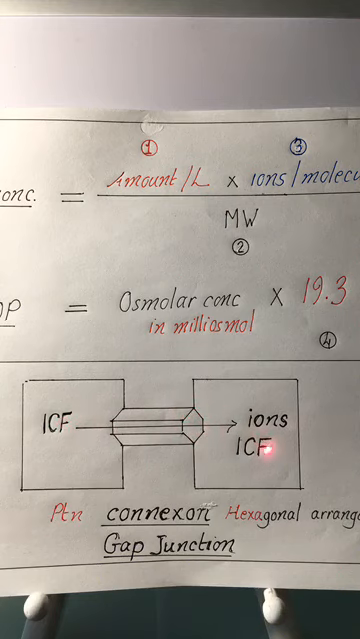It allows the ions and in turn the electrical activity to be conducted from one cell to the nearby adjacent cell without being lost in the extracellular fluid. From the intracellular fluid of this cell to the intracellular fluid of that cell without being lost in the extracellular fluid. This connection is called gap junction or connexon. It is a hexagonal arrangement. It's protein.